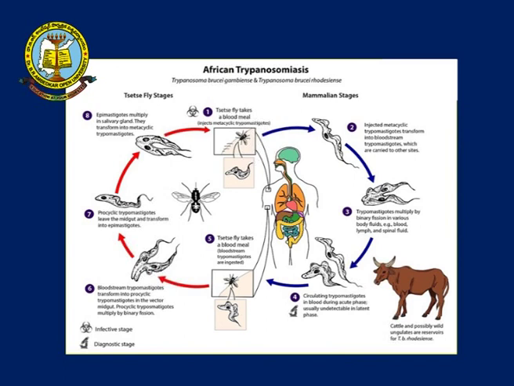Now, once the blood is taken by the tsetse fly, the parasites go into the midgut of the tsetse fly, where they form into different forms, and from where they again infect the human system.